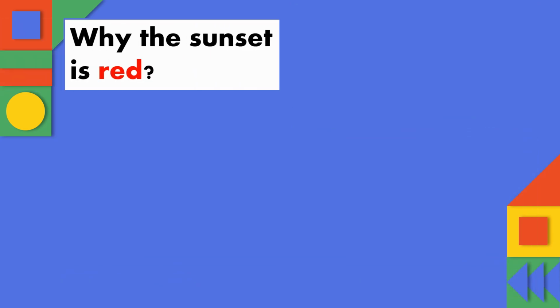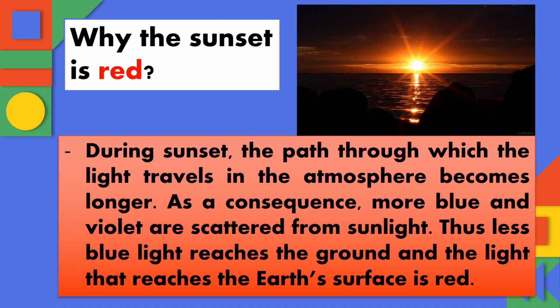Bakit may sunset na red? During sunset, the path through which the light travels in the atmosphere becomes longer. As a consequence, more blue and violet are scattered from sunlight. Thus, less blue light reaches the ground and the light that reaches the Earth's surface is red.